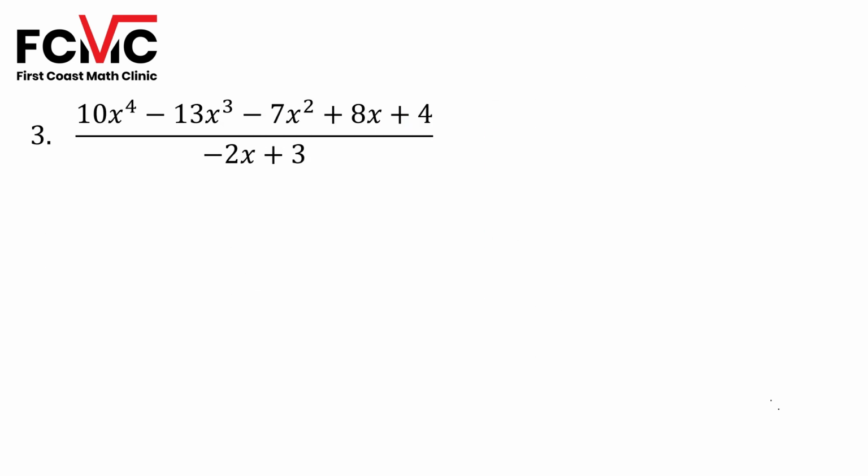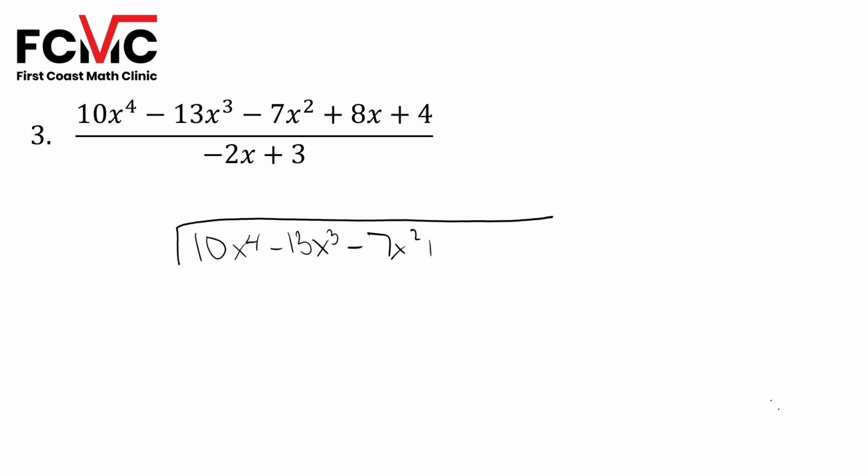Number 3, we've got 10x to the 4th minus 13x to the 3rd minus 7x squared plus 8x plus 4 divided by the binomial negative 2x plus 3. So we've got a bit of a bigger polynomial here, so let's set this up the same way. We've got our division sign, and we want our polynomial underneath the division sign, so 10x to the 4th minus 13x to the 3rd minus 7x squared plus 8x plus 4, and then our negative 2x plus 3.